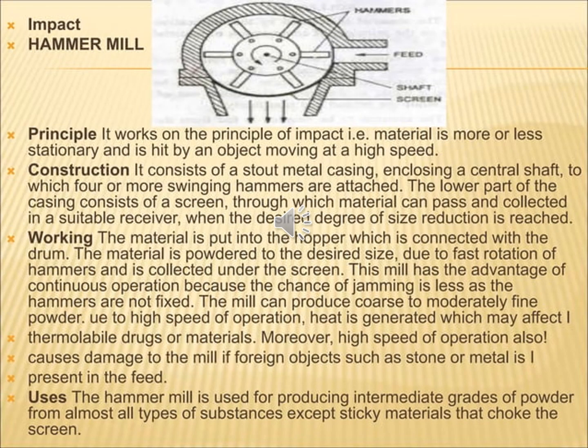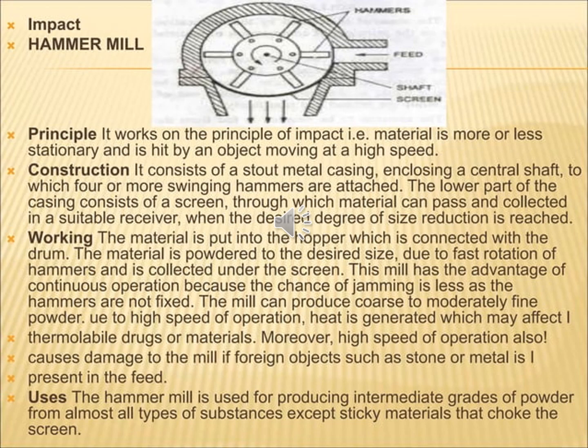Impact hammer mill. Principle: it works on the principle of impact, that is material is more or less stationary and is hit by an object moving at a high speed. Construction: it consists of a stout metal casing enclosing a central shaft to which four or more swing hammers are attached. The lower part of the casing consists of screen through which material can pass and collected in a suitable receiver when the desired degree of size reduction is reached.